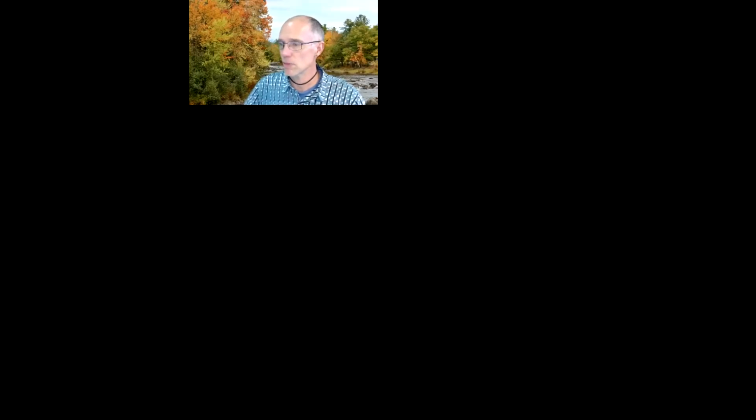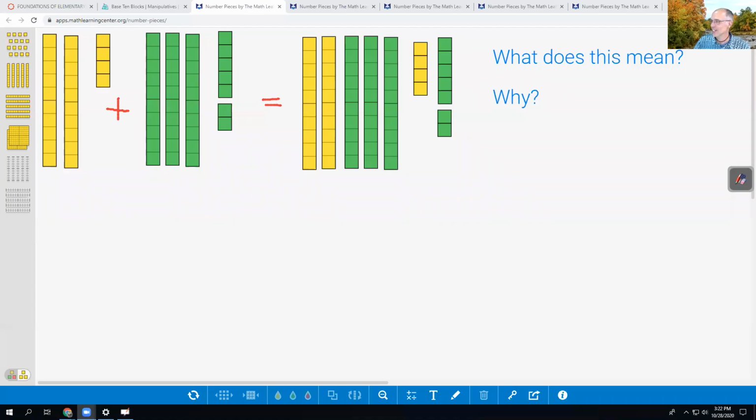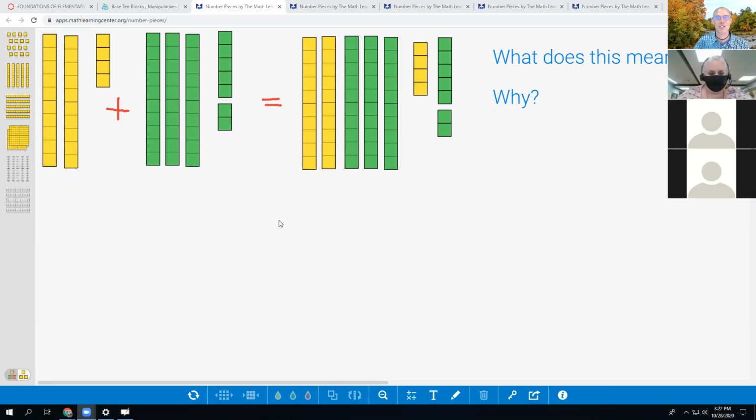Okay, am I even sharing my screen? I'm not. Okay, now I'm sharing my screen, right? Maybe? Which screen am I sharing? Do you guys see the Math Learning Center screen? Yes. Yes. Okay, this is going to be an interesting recording.